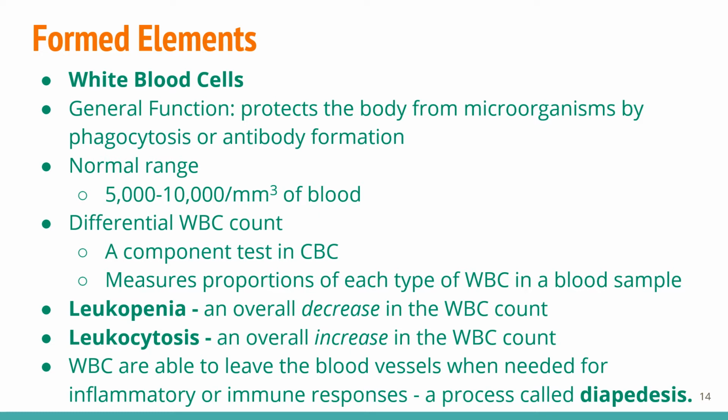So I want you to know the terms. Leukopenia is a decrease in your white blood cell count. So if you had a white blood cell count of like 3,000, you would be experiencing leukopenia. Okay, leukocytosis then is an increase in your white blood cell count. So know those terms.